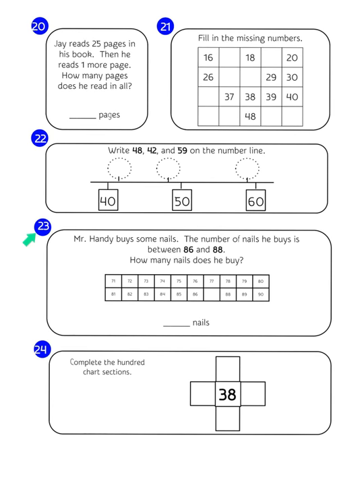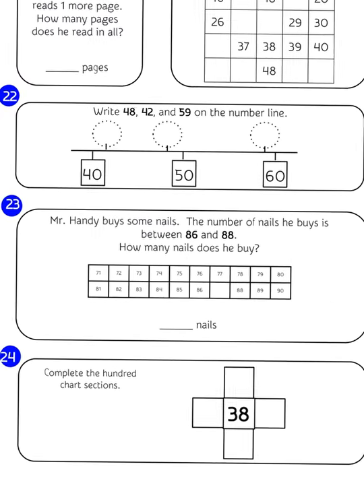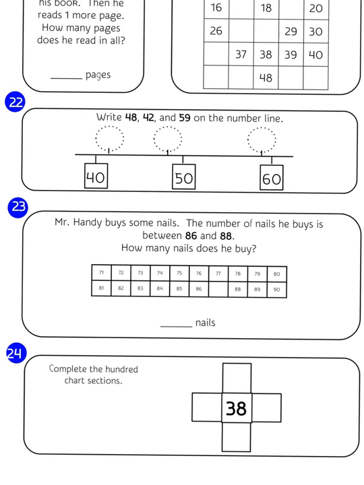Number 23. Mr. Handy buys some nails. The number of nails he buys is between number 86 and 87. How many does he buy? You can use this little chart here to help you figure out his numbers between 86 and 88. So what number would go on this chart or on this line?